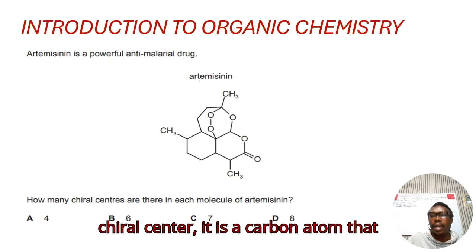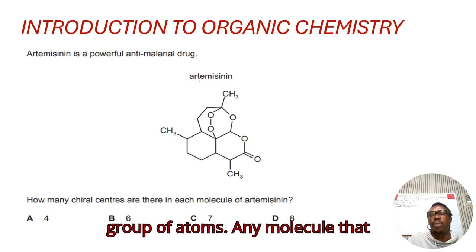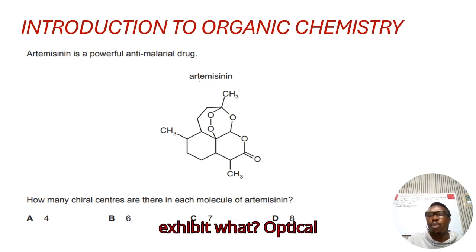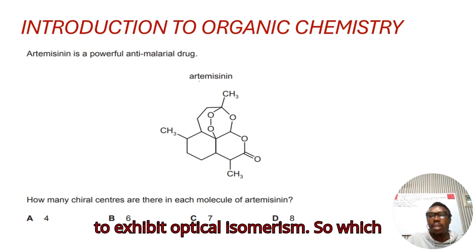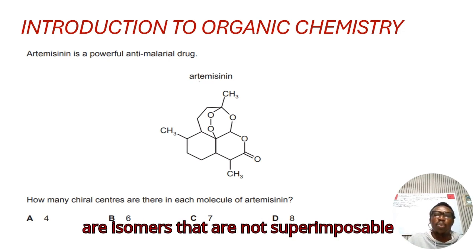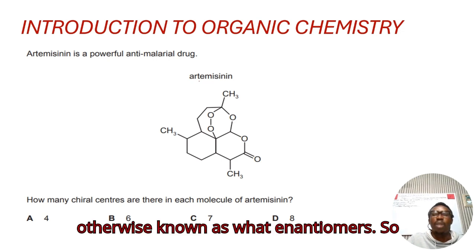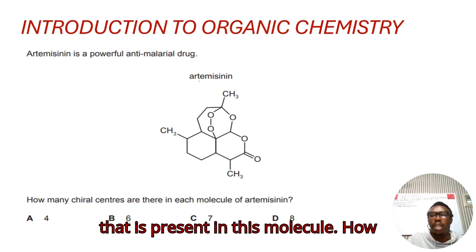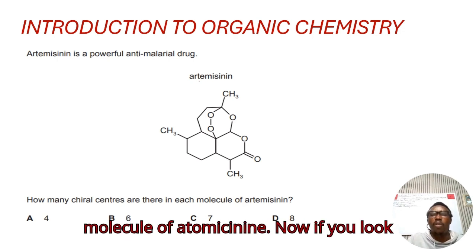When we talk about a chiral center, it is a carbon atom that is bonded to 4 different atoms or groups of atoms. Any molecule that contains a chiral carbon atom will exhibit optical isomerism. So it's a chiral molecule that exhibits optical isomerism, which are isomers that are non-superimposable mirror images of each other, otherwise known as enantiomers. So we're going to identify the chiral carbons present in this molecule. How many chiral centers are there in each molecule of artemisinin?